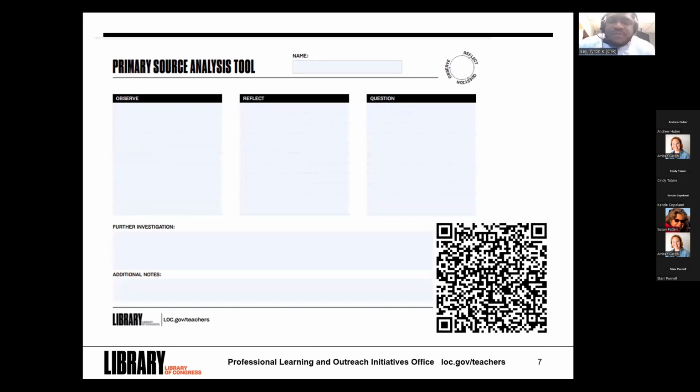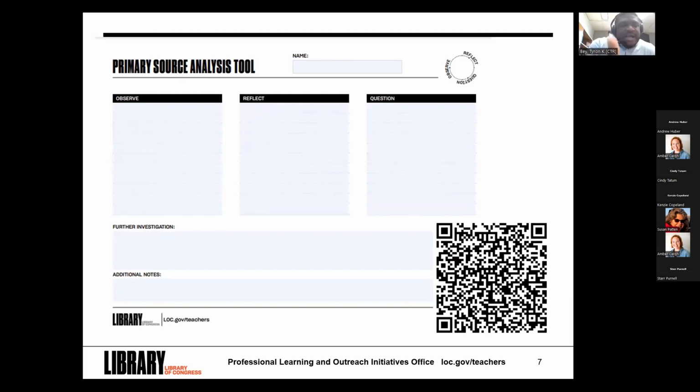Now, the library is full of resources that can be used in the classroom for primary source analysis. This QR code will take you to the LOC.gov teachers page, which has a primary source analysis tool that encourages students to observe, reflect, question, and record their thought process when analyzing. This is a tool that your students can use to have their thought process actually written out.